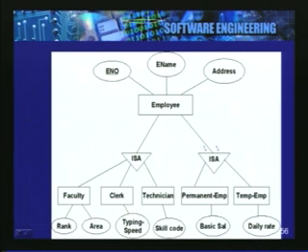Note the difference in the notation also. In the case of generalization, we had arrows pointing towards the general entity, and here we have the classification or specialization going from top to down kind of a direction.